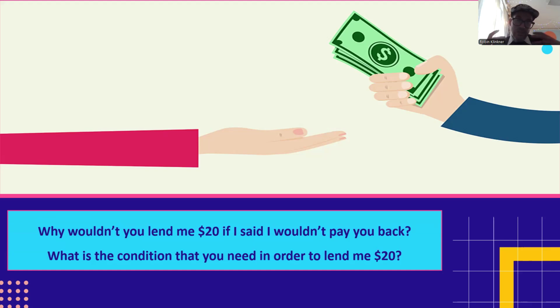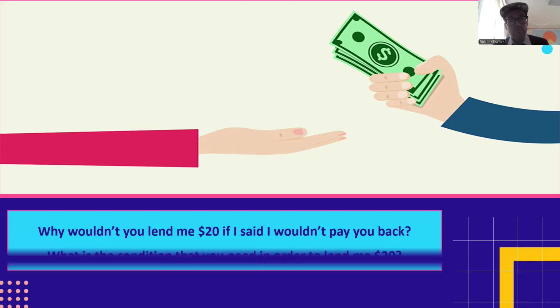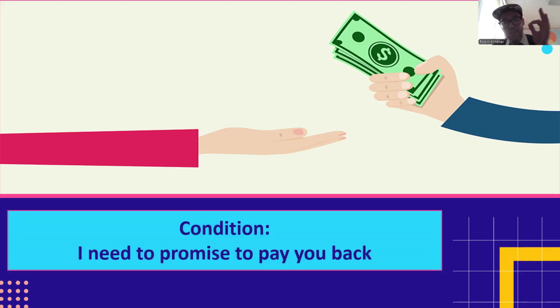So what condition would you need for you to lend me the $20? What would have to be true for you to lend me that $20? Of course, the condition is I need to promise to pay you back. If you went to a bank and you tried to get a loan, the only way that they will lend you money is if you prove to them this condition is true. You will pay them back and you promise, and hence you sign your name.